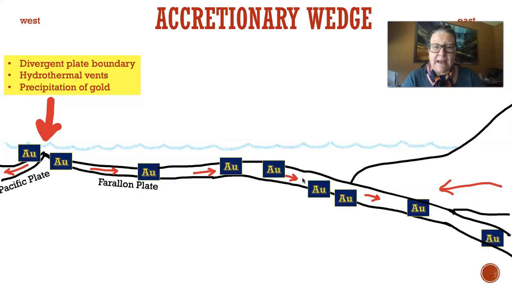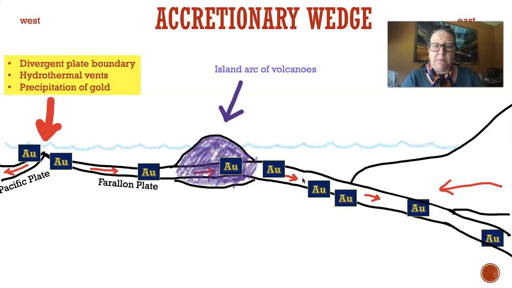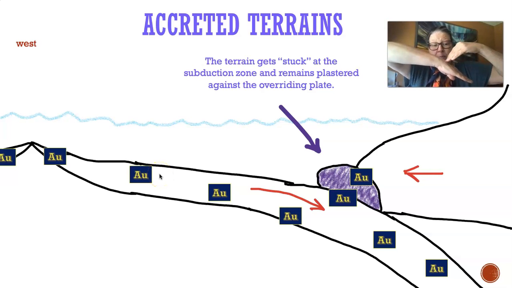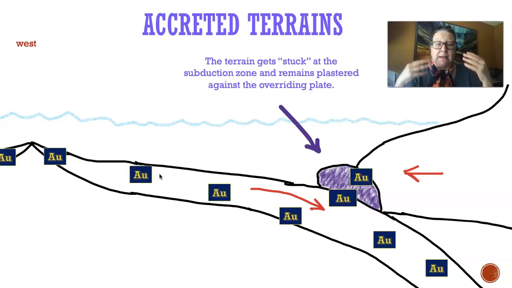Sometimes oceanic plates have terrains embedded in them, such as island arcs of volcanoes or hotspot arcs of volcanoes. And as these terrains move with the rest of the plate, they eventually hit the subduction zone and they get stuck. They can't go down the subduction zone, and these are called accreted terrains. They're plastered against this upper plate as the downgoing plate goes down. They get stuck. A really large-scale example would be India getting stuck against Asia as that plate that India was riding on was subducting below Asia.